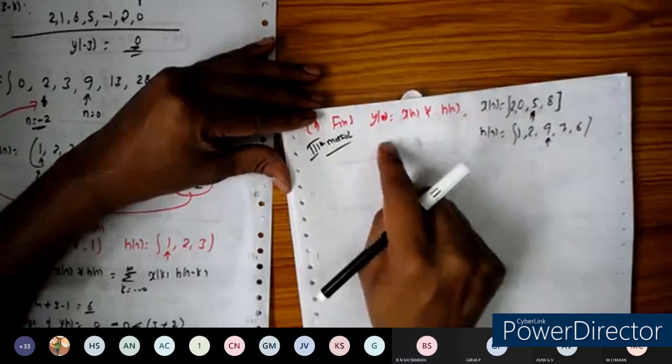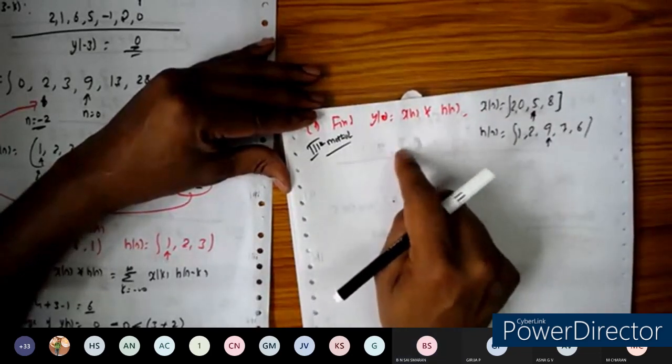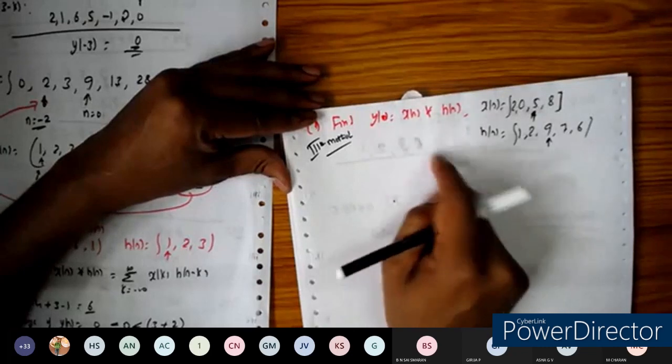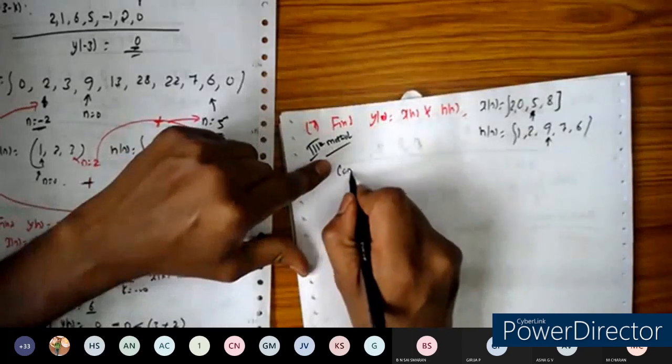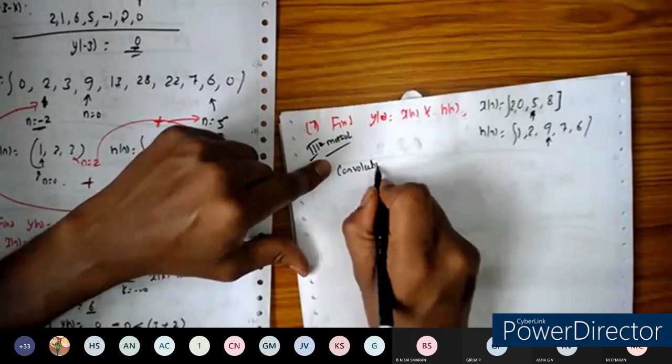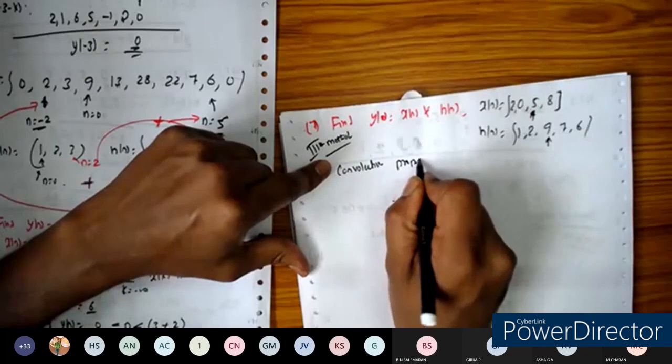So this is the third method. What I'm going to do is make use of one of the properties of the convolution, the impulse function. I already taught the convolution property of the impulse function. This is called the convolution property, and it is very important.